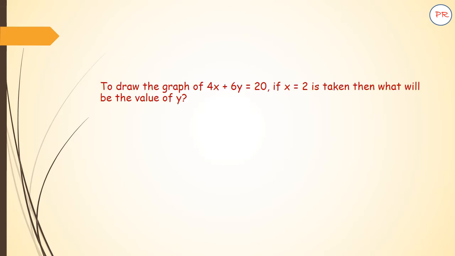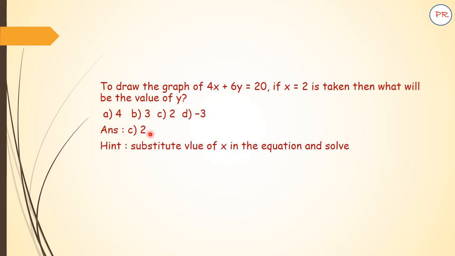Next question. To draw the graph of 4x plus 6y is equal to 20, if x is equal to 2 is taken, then what will be the value of y? Options are A, 4, B, 3, C, 2, D, minus 3. Answer is C, 2. For this, we just have to substitute the value and see what the answer is.